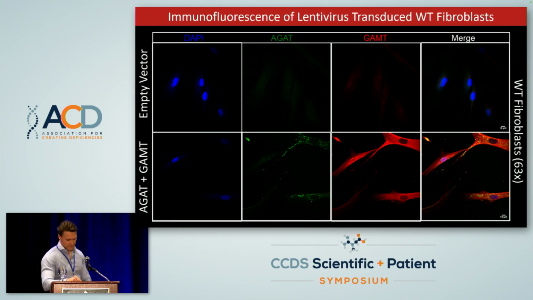And when you look by immunofluorescence, we wanted to see if these proteins are targeting properly within the cell. So in that paper from my postdoc, I showed that AGAT targets to the mitochondria and co-localizes with mitochondrial markers. And that's what we saw here, was that AGAT expression inside of these fibroblasts was in these sort of linear structures that were distributed throughout the cell cytoplasm, reminiscent of mitochondria, whereas GAMT was distributed throughout the cytoplasm and a little bit inside the nucleus.